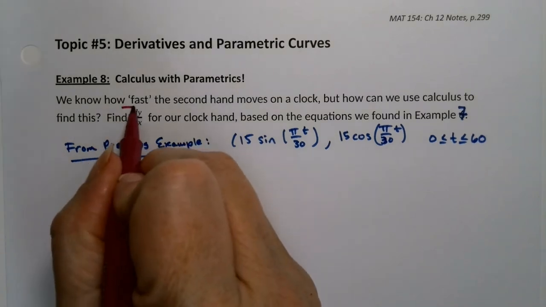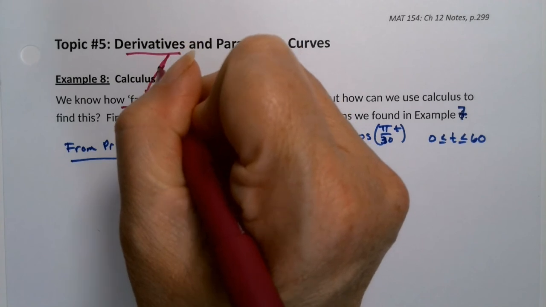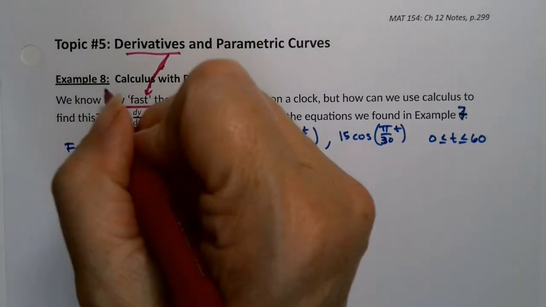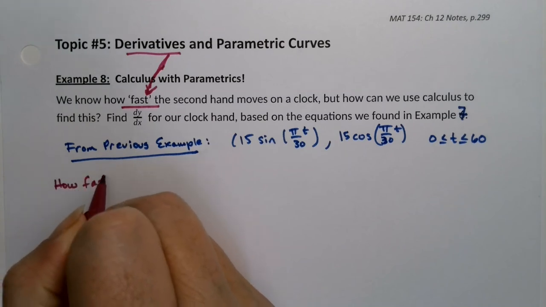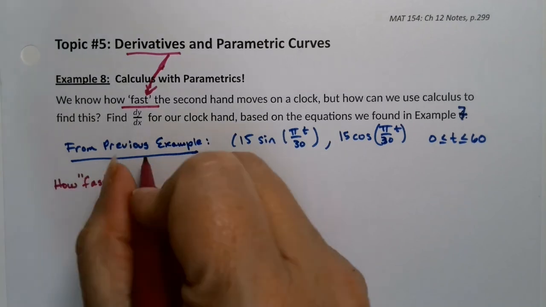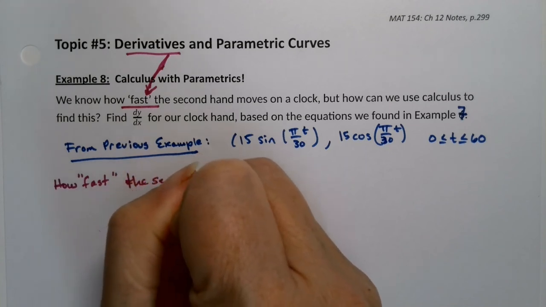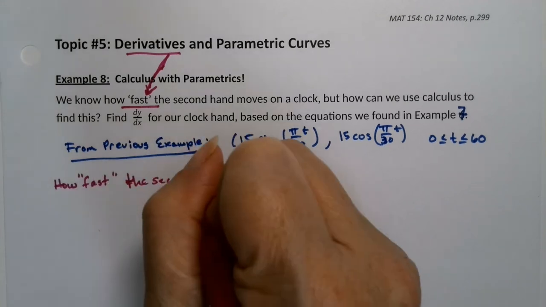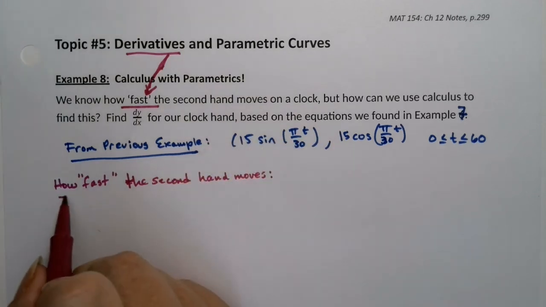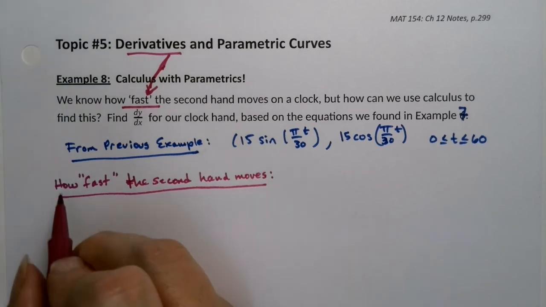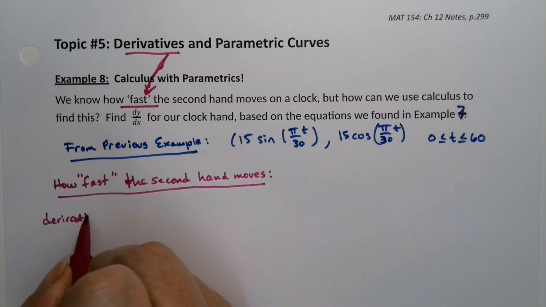All right, now how fast is the second hand moving is the derivative, right? We learn how fast something is with derivatives. Oops, I'll even tie them together for you. All right, so I need to be able to find how fast the second hand moves, which means I need the derivative, which would be dy over dx.